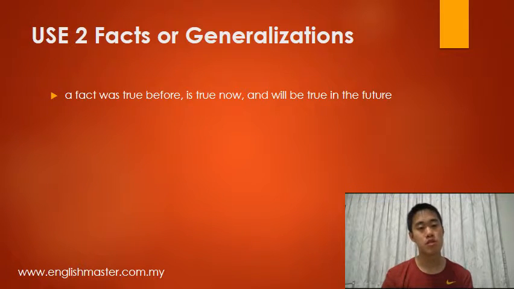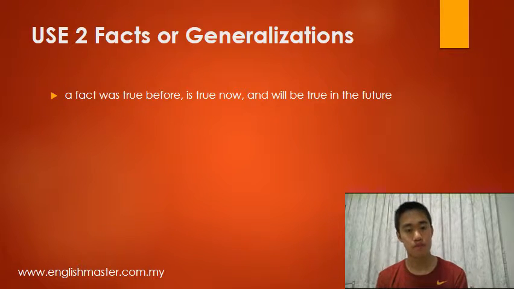The second use of simple present is in facts or generalizations. Now this one's pretty straightforward. A fact or generalization doesn't necessarily have to be true absolutely. The person may be wrong, but they're stating it as a fact. And so whether or not it actually is true, the person is stating it as if it was true before, is true now, and will be true in the future.